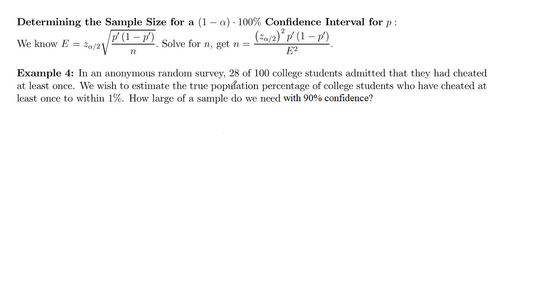So let's put this to work. In an anonymous random survey, 28 of 100 college students admitted they cheated at least once. We want to estimate the true population percentage or proportion of college students who cheated at least once to within 1%. How large of a sample do we need with 90% confidence? So let's go ahead and grab our sample size formula and bring it down.